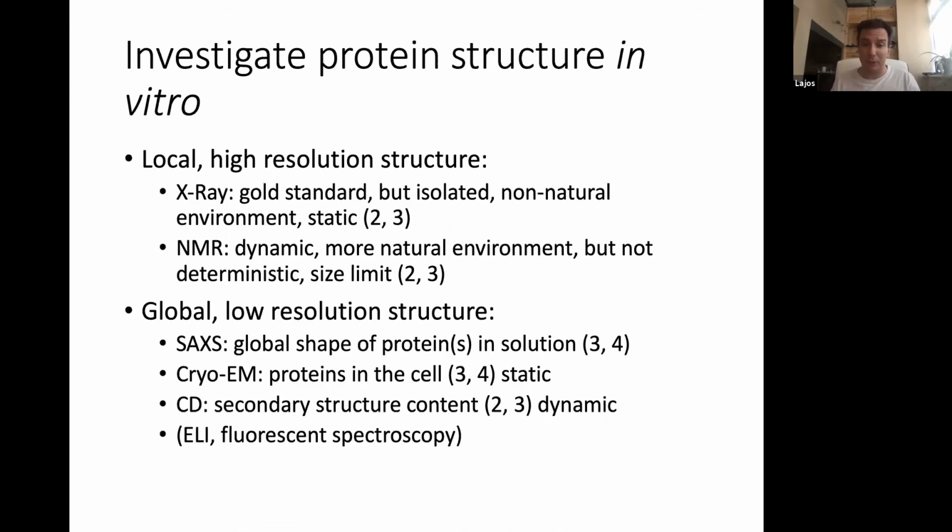If you think about how you can investigate how you can identify the structure of proteins in vitro, then there are two main categories. You can make a high resolution structure, which will also be a bit more local, because you are usually looking at only a segment or just one domain. It's very rare that you can identify the full structure of a multi-domain protein, for example.